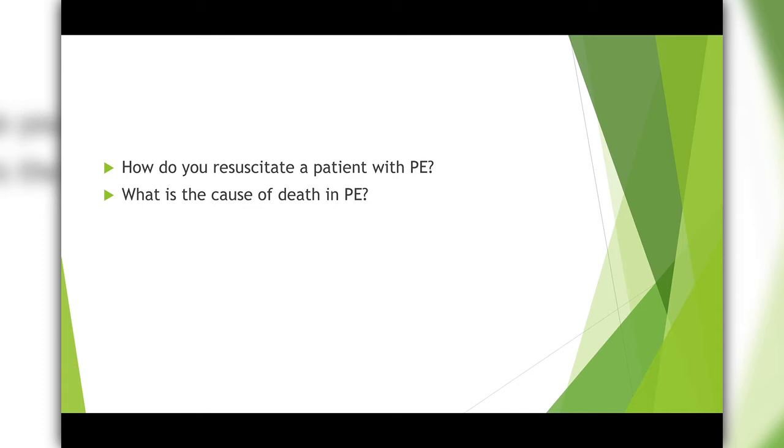So this brings us to very important questions. What happens after we diagnose a pulmonary embolism? Should we give heparin and refer to a specialty? Does it end there? How do we resuscitate unwell patients with pulmonary embolism? What is the cause of death in pulmonary embolism? And how do we assess the severity of pulmonary embolism?